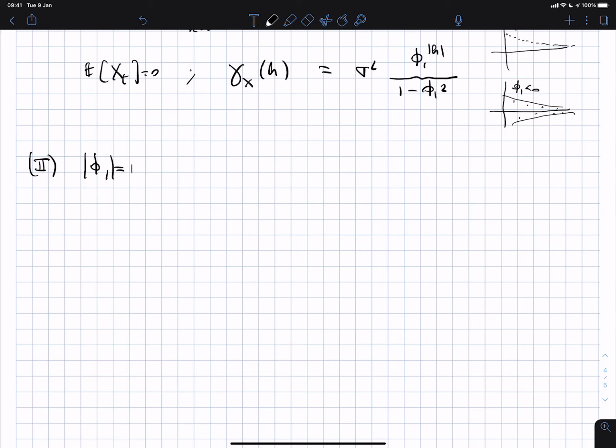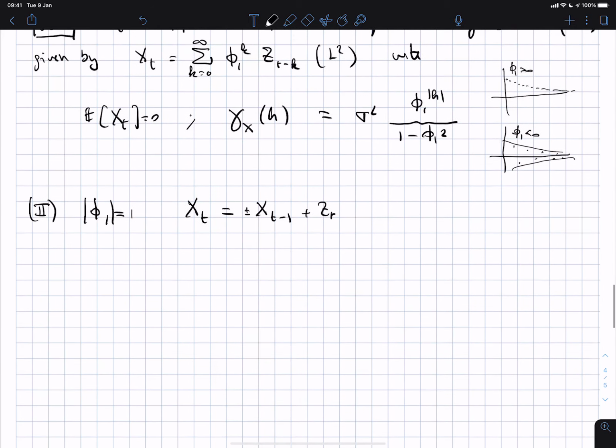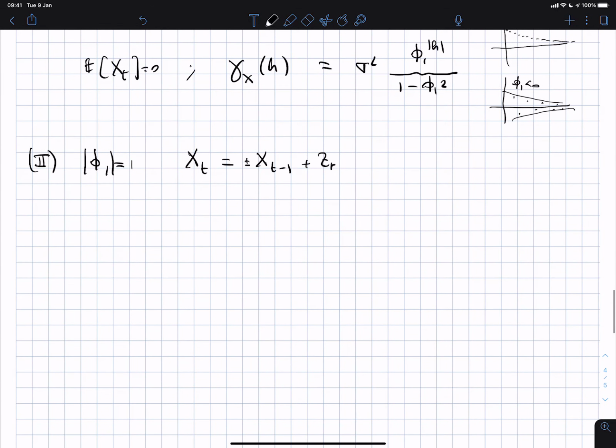Now, if phi 1 is equal to 1, the corresponding process is what? Well, xt is xt minus 1, plus or minus xt minus 1, plus zt. It's therefore, to fix ideas, I'll take phi 1 equal to 1.